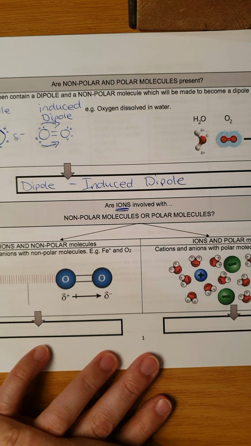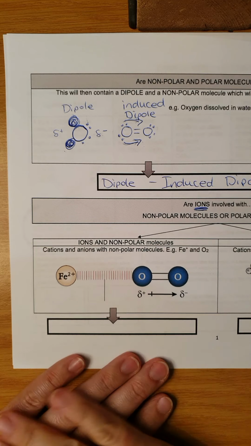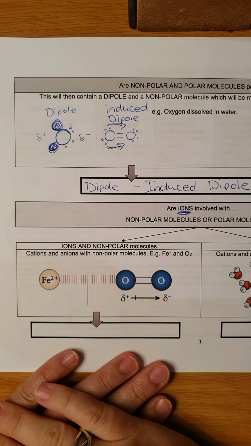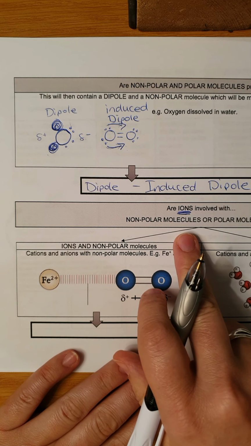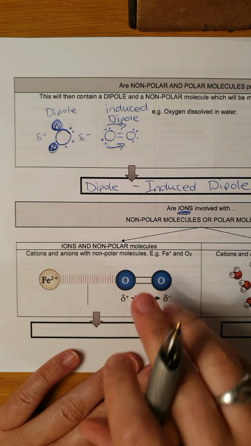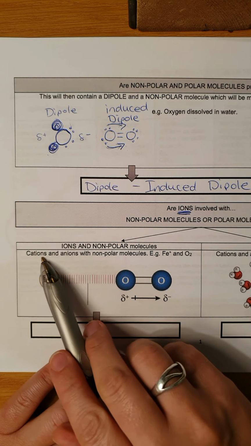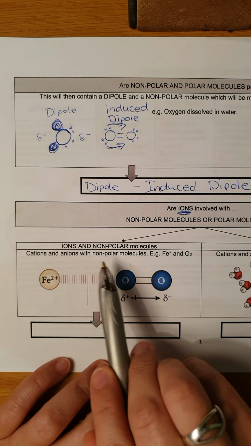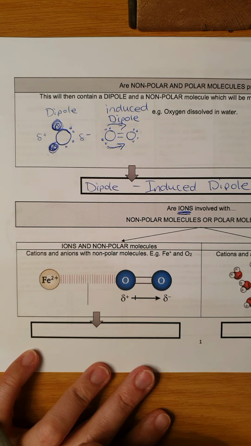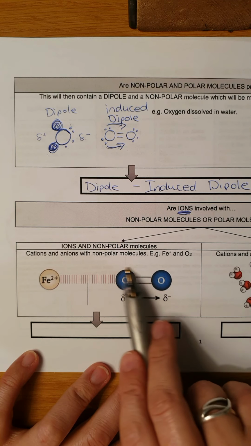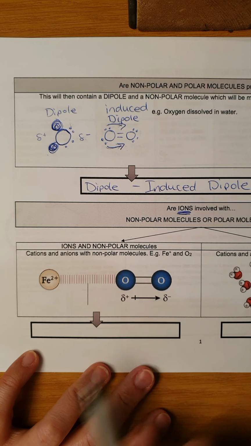This is important because now we're saying, are there ions involved? Okay, I'm going to go to this side first. Are there ions involved? If we have a non-polar molecule substance and we happen to have ions in that substance, this is where we have cations and anions with a non-polar molecule. So here we have iron, and it's a positive ion, and here we have a non-polar oxygen molecule. So it pulls that side, it's fine.